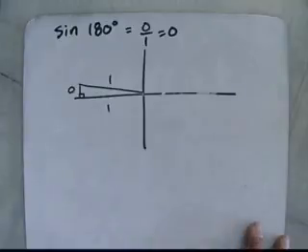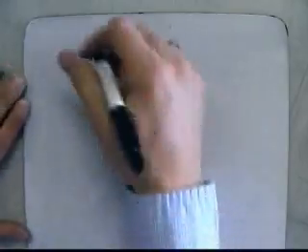Okay, unit circle. Here we go. This is the unit circle. We'll be quick. Maybe. The unit circle is a circle with a radius of 1.